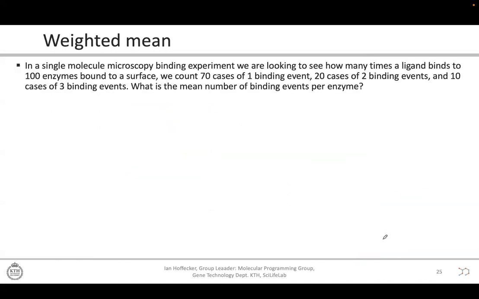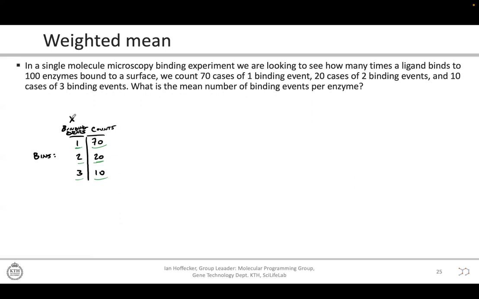Here's an example. We have a single molecule microscopy binding experiment, and we're trying to check how many times a ligand binds to 100 enzymes on the surface. We can set up our binding events and counts. We have 70 cases where 1 binding event occurs, 20 cases where 2 binding events occur, and 10 cases where 3 binding events occur. We want to know the mean number of binding events per enzyme.